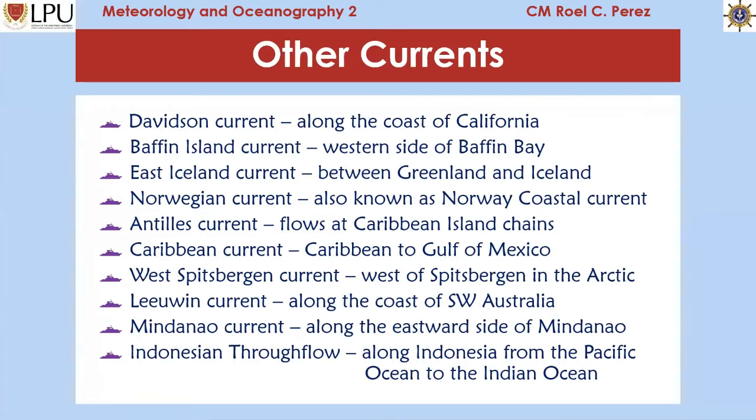No? So the Davidson current is along the coast of California, which is located between the California current and the coast of California. So the California current is going down towards the equator. So this is a cold current. And the Davidson current is a counter current going upwards. But most of the time, the Davidson current is located below the sea level, around 200 meters. Eh, hindi maramdaman ng barko. No?